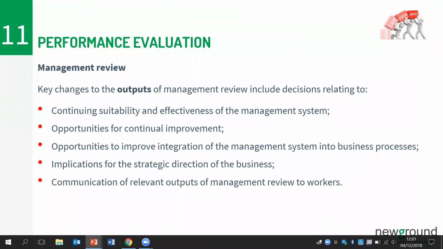There are also some changes to the outputs of management review, which include decisions relating to the continuing suitability and effectiveness of your management system, opportunities for continual improvement, opportunities to improve integration of your management system. So we see integration here being mentioned again, implications for the strategic direction of the business, and communication of relevant outputs of management review to your workers.